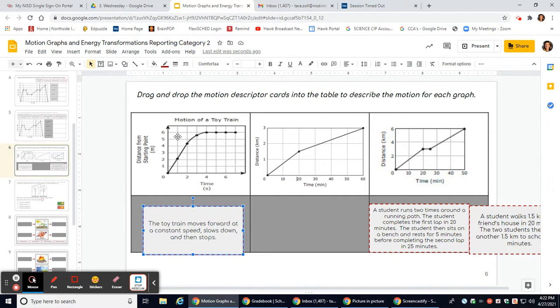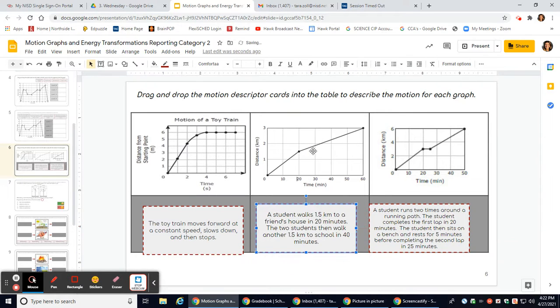Okay, so I'm not going any further, not going any more distance, and I'm just resting. Okay, so again, it's a distance time graph. So this must fit here. So let's read and observe the graph.